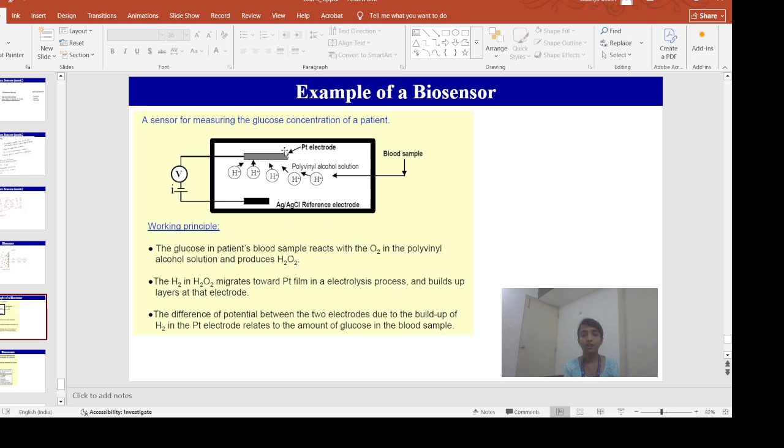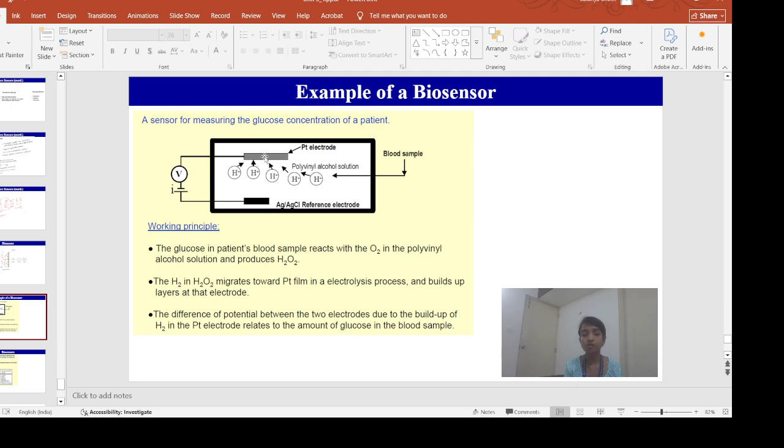Now in this arrangement we are using a top electrode as a platinum electrode, and a bottom electrode called silver chloride electrode, which acts as a reference electrode. When we give the potential at the top platinum electrode, the hydrogen peroxide generated upon the interaction between the glucose and the polyvinyl alcohol will get electrolyzed, and these H plus ions will be attracted or accumulated towards this platinum electrode.